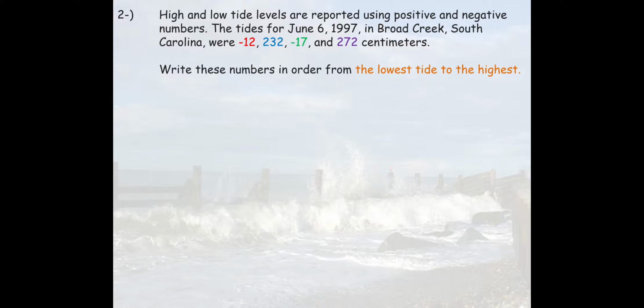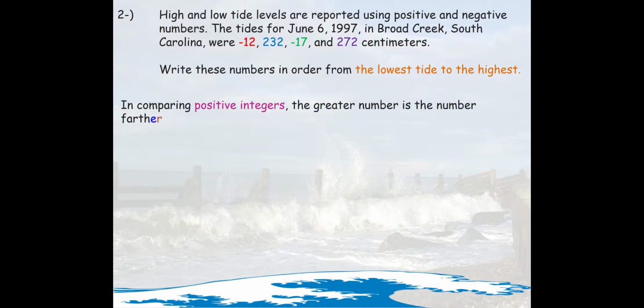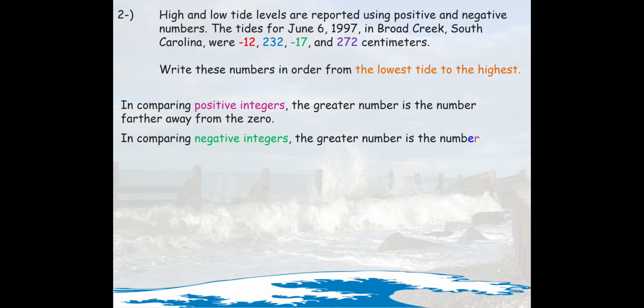High and low tide levels are reported using positive and negative numbers. The tides for June 6, 1997 in Broad Creek, South Carolina were negative 12, 232, negative 17, and 272 centimeters. Write these numbers in order from the lowest tide to the highest. So, in comparing positive integers, the greater number is the number farther away from the zero. This only applies to the positive integers. But in comparing negative integers, the greater number is the number closer to the zero.